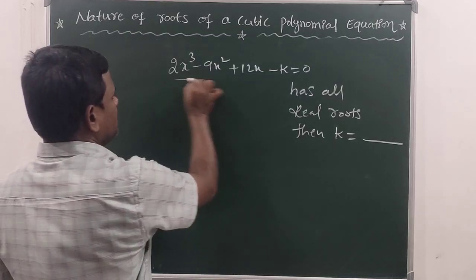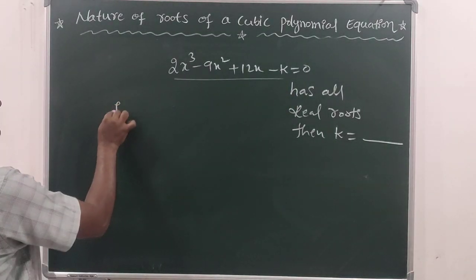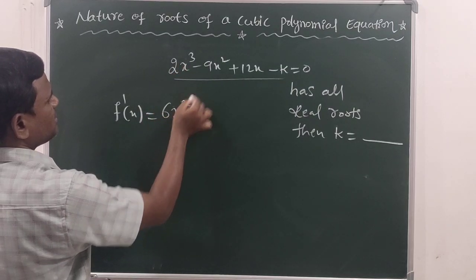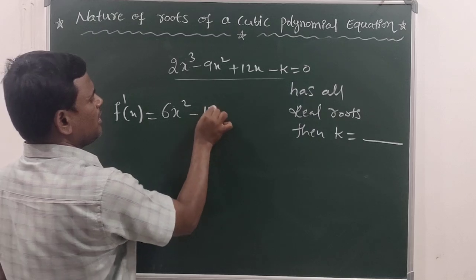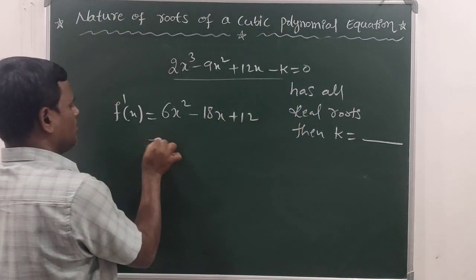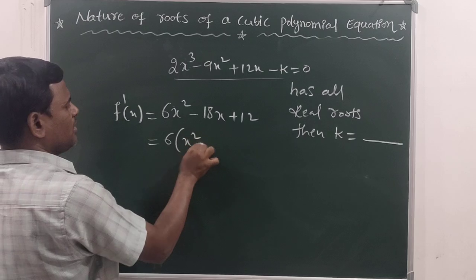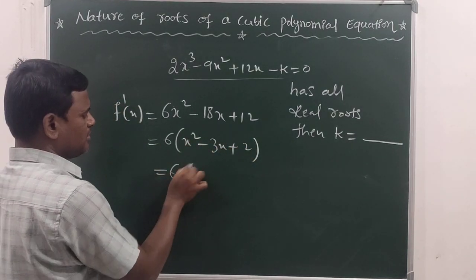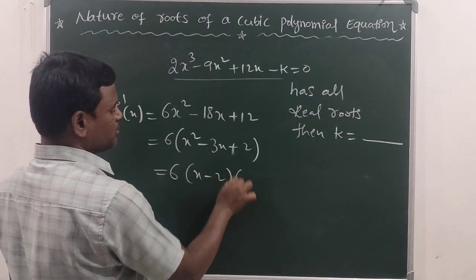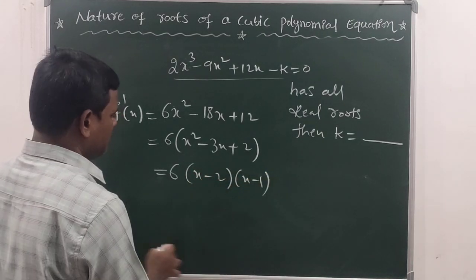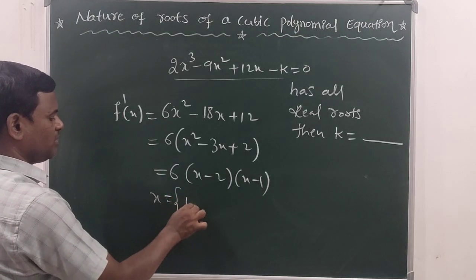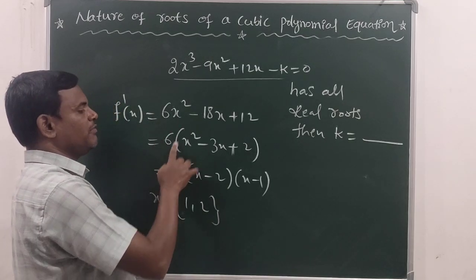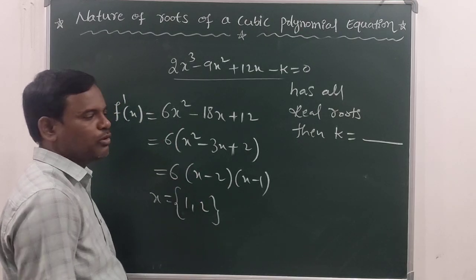First take this and differentiate it, f dash of x. On differentiating this, 6x square minus 18x plus 12. From all this you can take 6 common, x square minus 3x plus 2, and factorize it. Now x minus 2 and x minus 1 you will get. On equating these two equal to 0, you get the critical values as 1 comma 2. At 1, the first derivative becomes 0. At 2, the first derivative becomes 0.